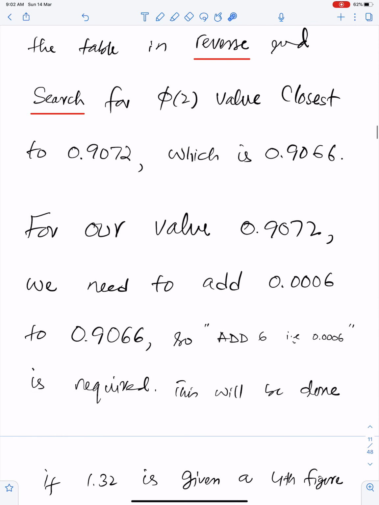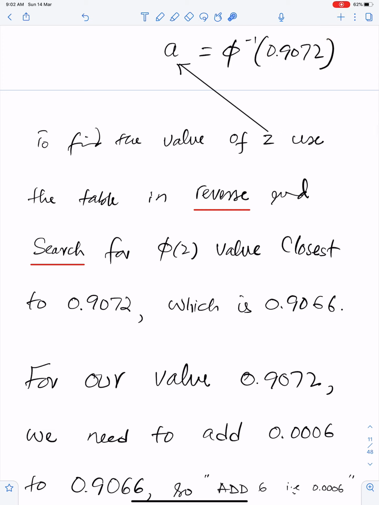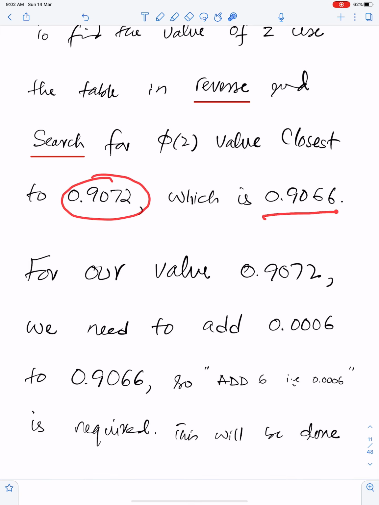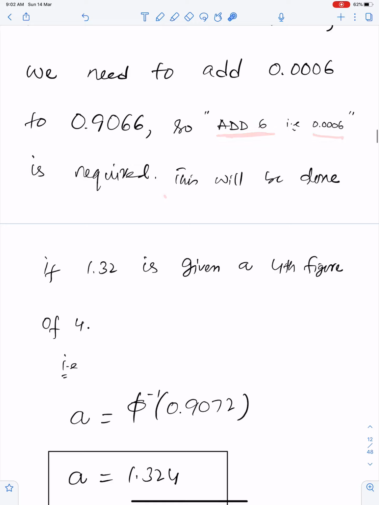See, to find the value of A, use the table in reverse and search for phi Z, which is closest to 0.9072, which is 0.9066. We have done till here. For our value 0.9072, we need to add 0.0006 to this number. So add 6, 6 means 0.0006 is required. This will be done for 1.32 given a fourth figure of 4.